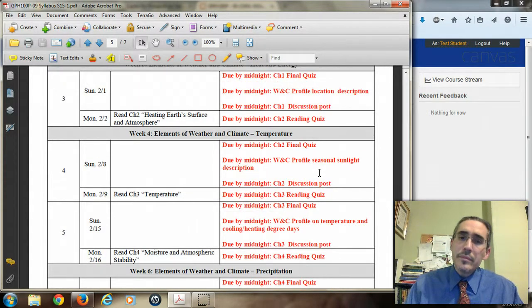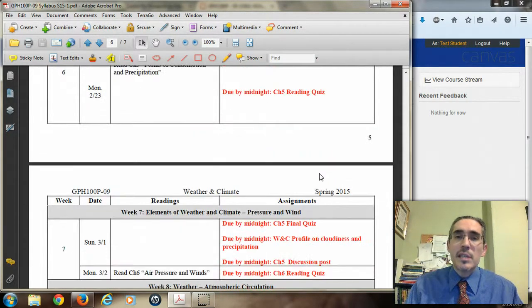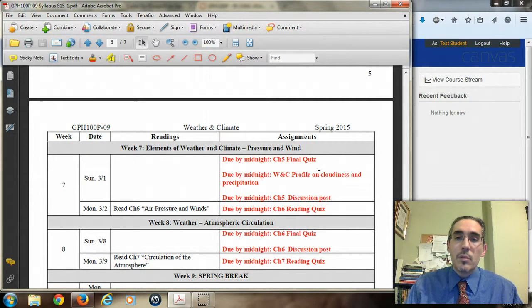Okay, so the schedule is laid out there in the syllabus, and I suggest you refer back to that as a way of understanding what's going to happen in the class, and keep that somewhere so that you can refer to it quickly. Now, this is paralleled in Canvas, so next I'm going to talk about how Canvas is organized so that you understand how to interact and what's expected of you.